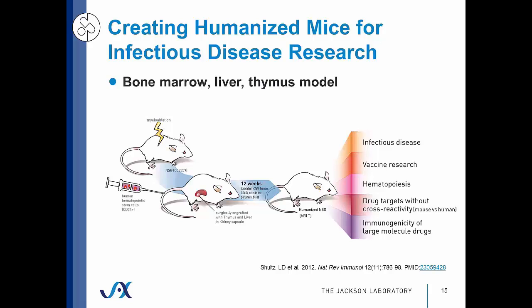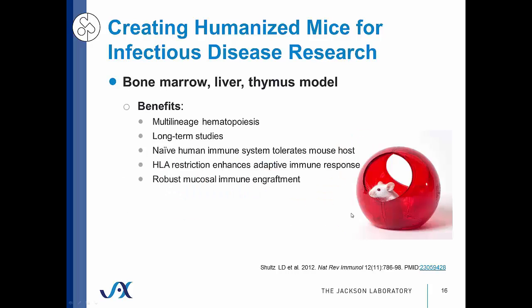in which human CD34 cells are injected into an NSG mouse, and then thymus and liver fragments from the same donor are also implanted into the subrenal capsule of that recipient NSG mouse. And so some of the benefits for using the BLT model are similar to the CD34 model, that it does support multilineage hematopoiesis and can be used for long-term studies, but also because there are human fragments of thymus tissue implanted into these mice, developing T cells in these mice are HLA restricted, thereby enhancing T cell activation and adaptive immune responses. They also have more robust mucosal immune engraftment.